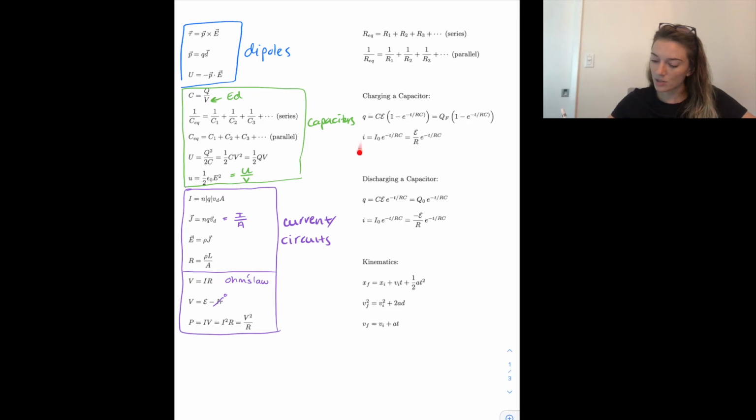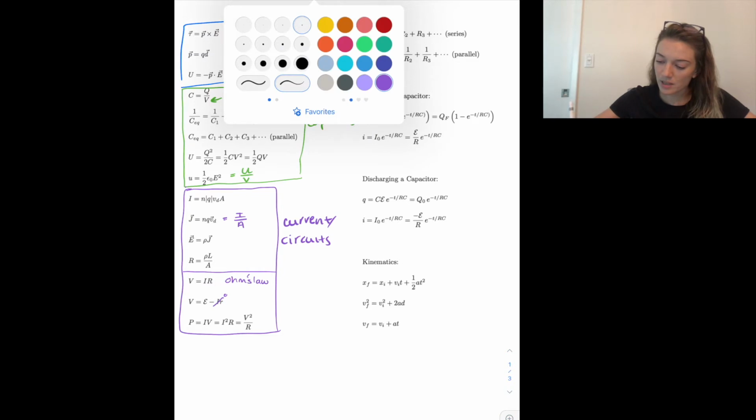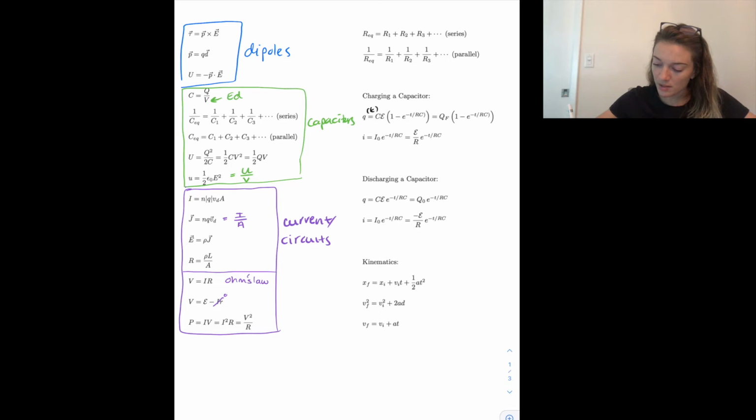Then here, this is from chapter 26, we have charging a capacitor and discharging a capacitor. Remember, for these, the lowercase q and the lowercase i mean that it's time dependent. So this q is really a function of t, and this is really a function of t here. And the same for discharging a capacitor. The lowercase q and i are functions of time, so both of these are technically functions.